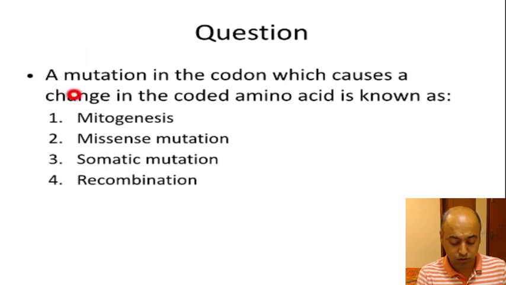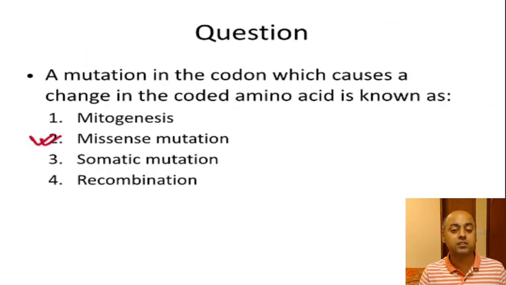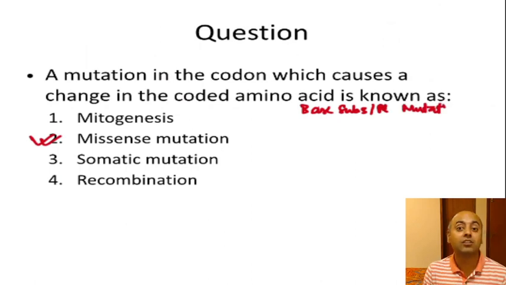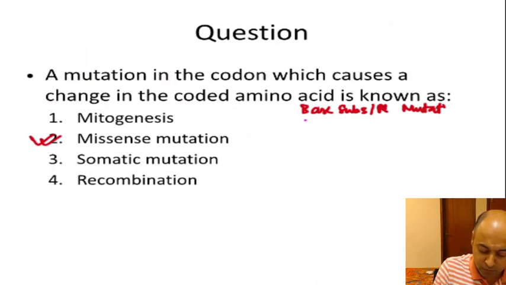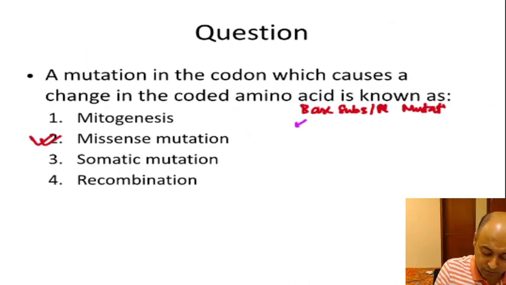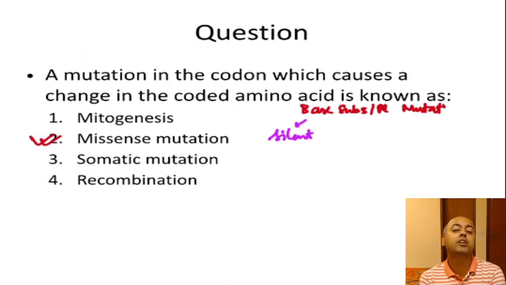A mutation in the codon which causes a change in the coded amino acid is a missense mutation. So here, when we are talking about the base substitution or the point mutation, where we said we can have the transition or the transversion, what are the possibilities when you are doing this change? First, you can have the silent mutation. Silent mutation means you have substituted the nucleotide, but the protein you are getting is still the same.